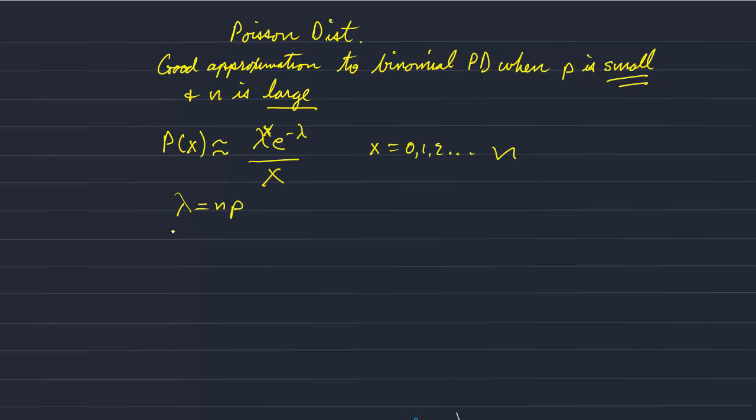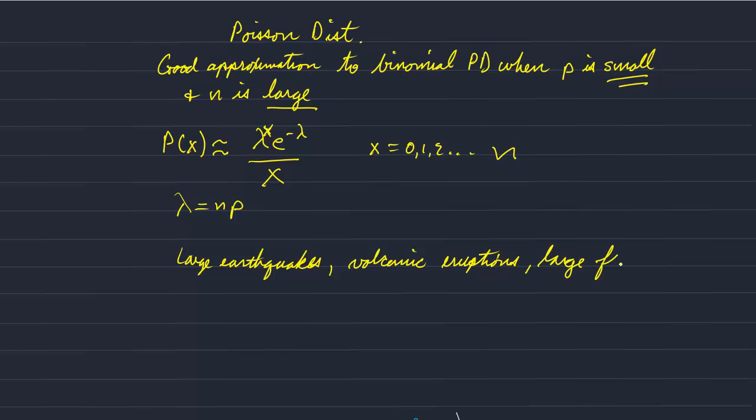And for example, large earthquakes, volcanic eruptions, large floods, but probably not power outages. These three items, at least, have been shown to follow a Poisson distribution.